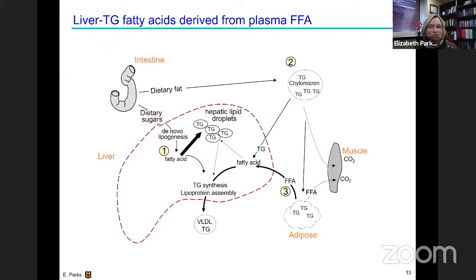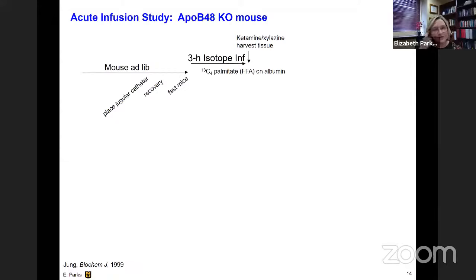So that was discussing both the lipogenesis and the dietary fats. And now I want to label adipose tissue fatty acids in a mouse. And for this, I'm going to show you an acute infusion study. This is not days, this is over hours. And this is an old study in the ApoB48 knockout mouse. We placed a jugular catheter very much like they do at Vanderbilt all the time. The mice recover, we fasted them, and then we did a 3-hour infusion through the jugular with 13C4 palmitate on albumin.